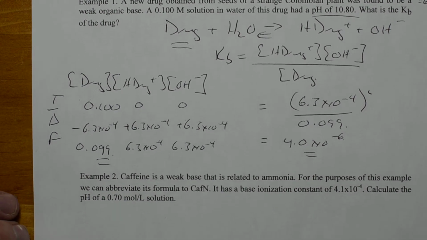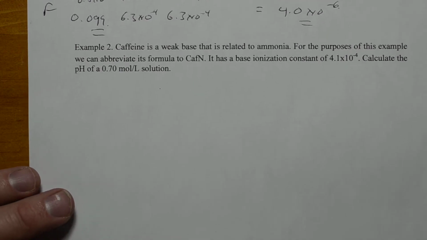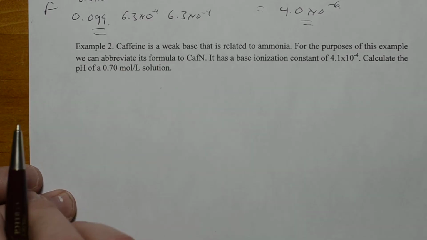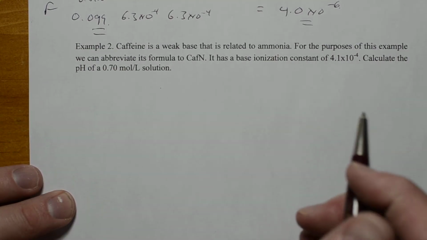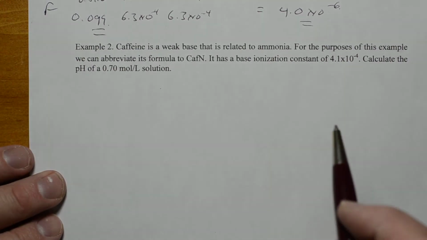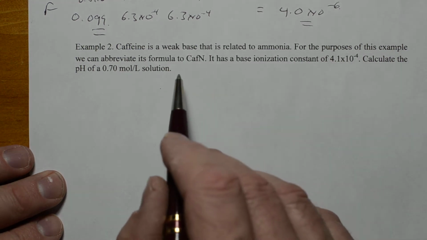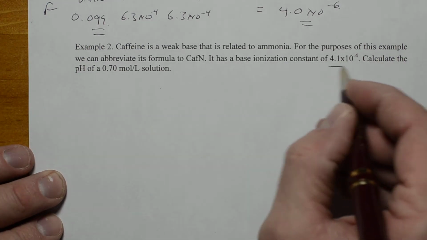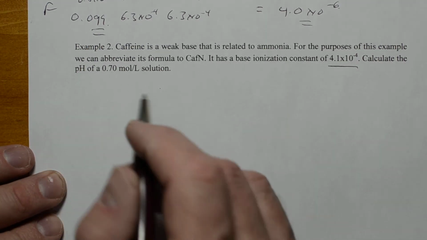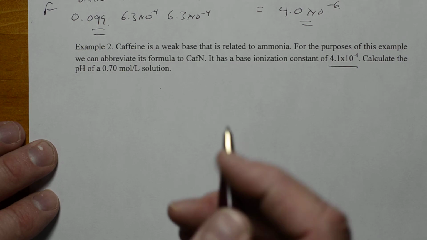Now, very quickly, let's go on to the second problem. We were talking about caffeine. It's a weak base related to ammonia. Can you imagine? With all the coffee I drink, I still drink it, even knowing that. For the purpose of the example, we'll just use caffeine. It has a base ionization constant of 4.1 times 10 to the minus 4. Calculate the pH of a 0.7 molar solution.